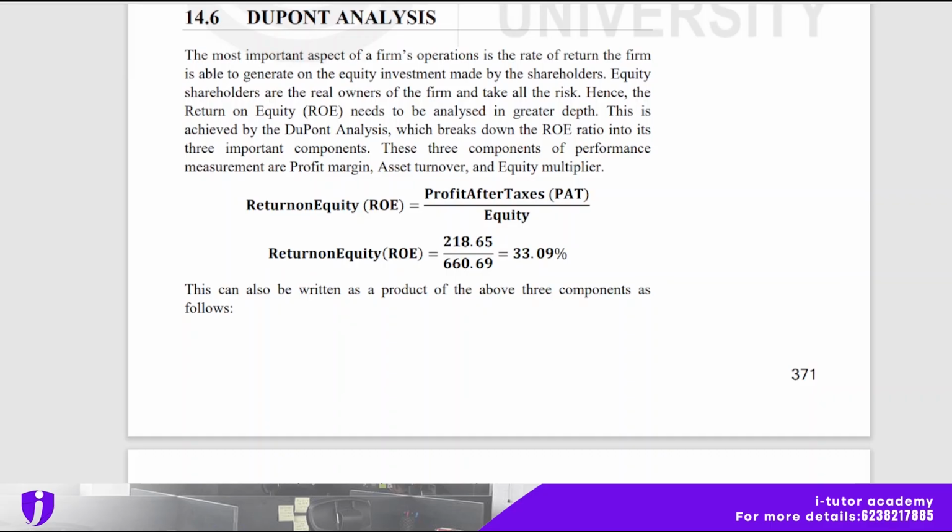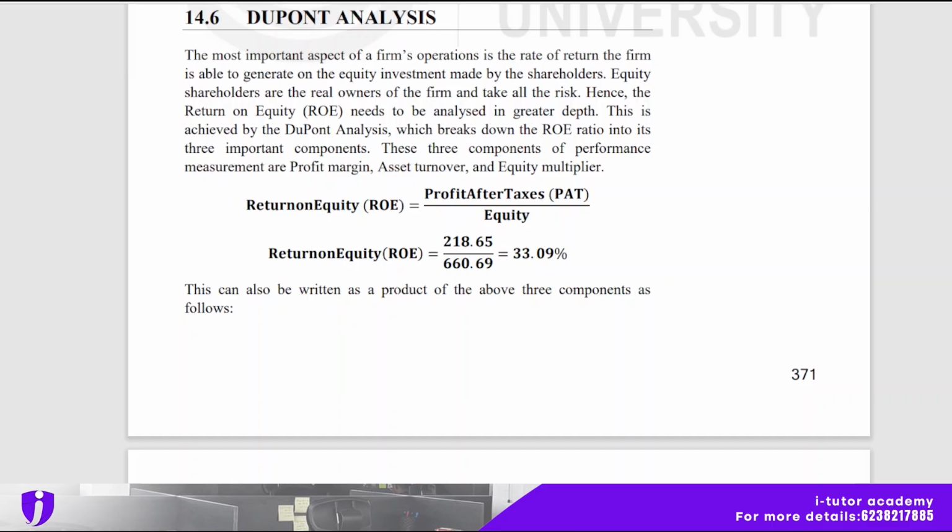In today's session, we will start with Unit 14, subsection 6 of MMBC 004, that is DuPont analysis. The most important aspect of a firm's operation is the rate of return the firm is able to generate on the equity investment made by the shareholders. Equity shareholders are the real owners of the firm and take all the risk. Hence, return on equity, ROE, needs to be analyzed in greater depth.